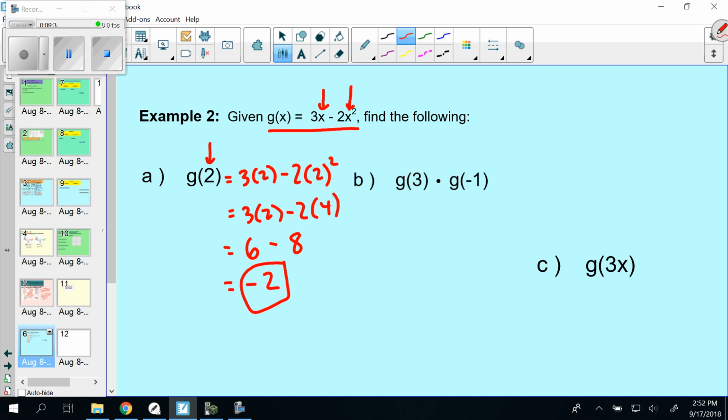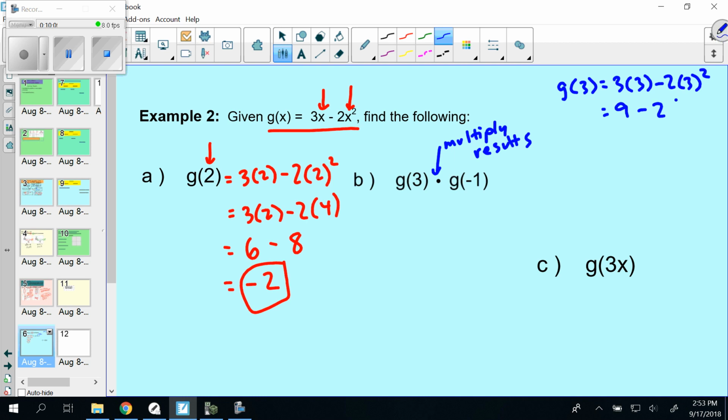B, we got g of 3 times g at -1. So what we want to do in this case is find both of these out, and then that's telling us to multiply the results of both functions. So if we find g at 3, by plugging 3 into that same function, that's going to come out to be 9 minus 2 times, we got to square first, 9. 2 times 9 is 18. That's going to equal negative 9.